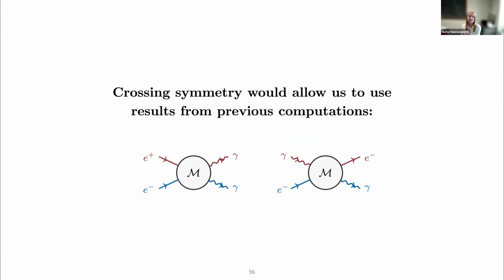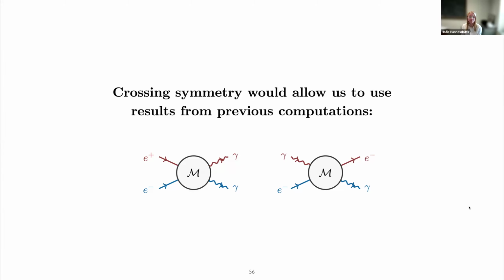What's nice about crossing symmetry is that it would allow us to use results from previous computations. For example, if we have a process e+ e- to gamma gamma, and we cross the positron and the photon, and let's say we've computed the left process to 10 loops or something, then as we get to the right process, we might not want to go through all of these computations again. Crossing symmetry would tell us that we don't need to. We simply use an analytic continuation to use our 10-loop answer for this process to get the answer for this one almost for free.